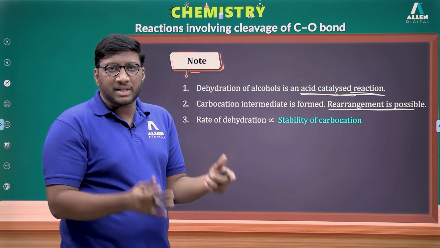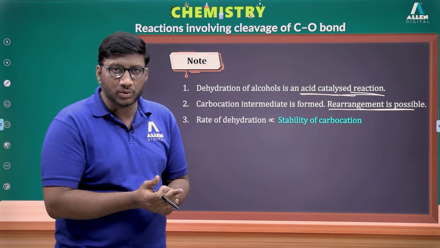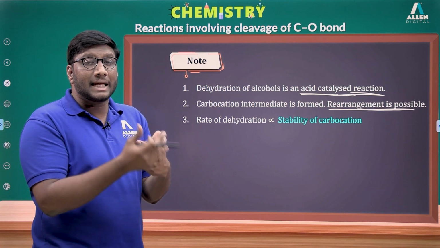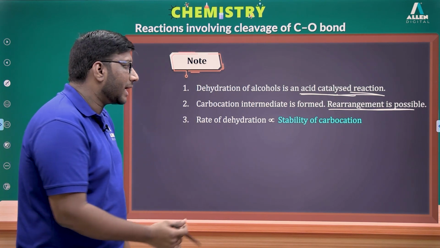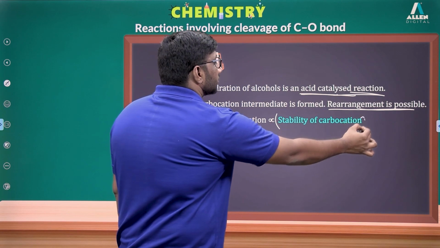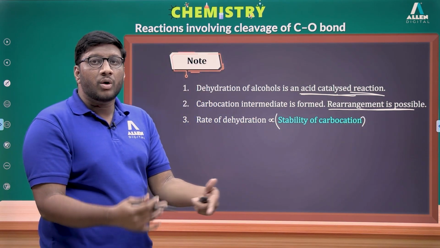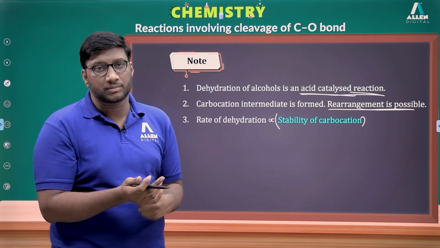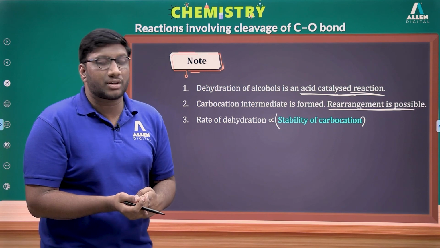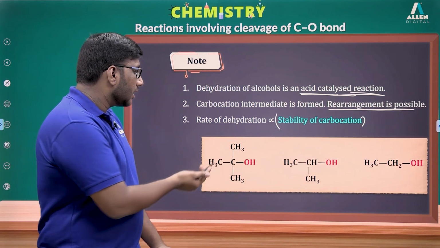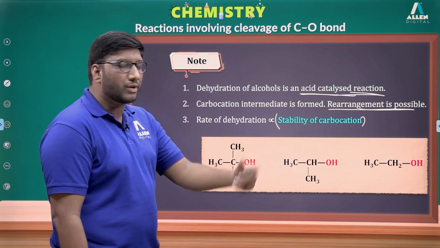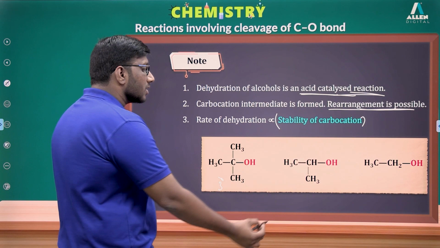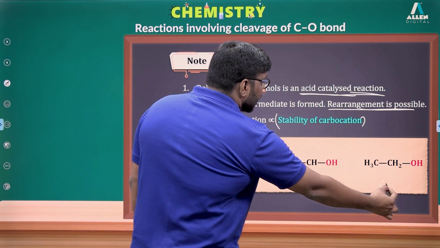Rate of dehydration: I have given different sets of alcohols to you and asked you to figure out which alcohol will undergo dehydration faster. Then you have to just look at the stability of the carbocation. The alcohol giving the most stable carbocation will undergo dehydration at a faster rate. If you look at the third point, can you apply it to these three alcohols? We have a tertiary alcohol, this is your secondary alcohol, and this is your primary alcohol.